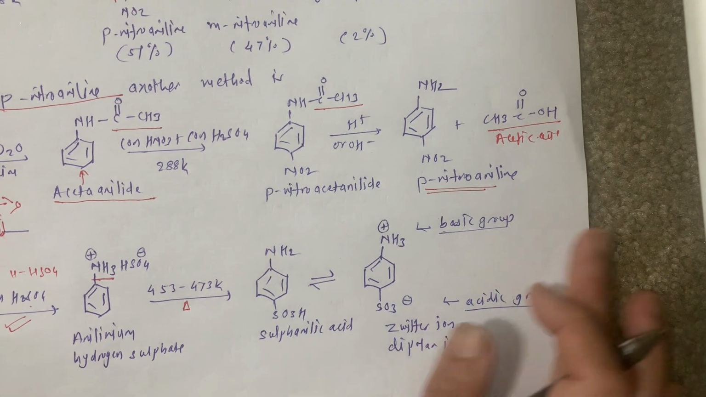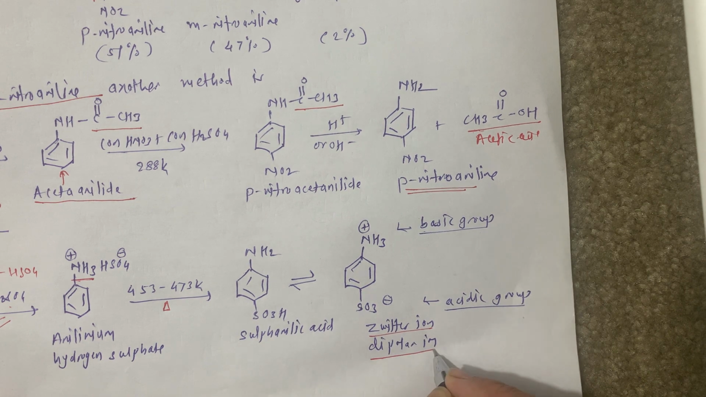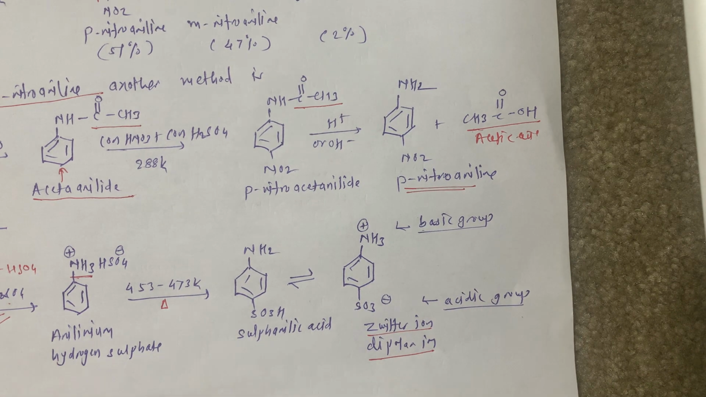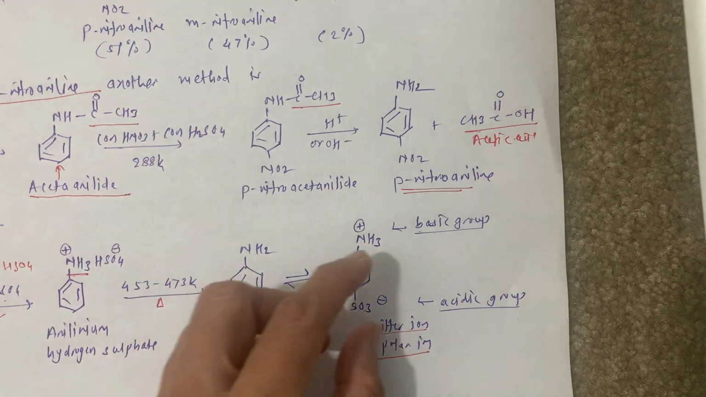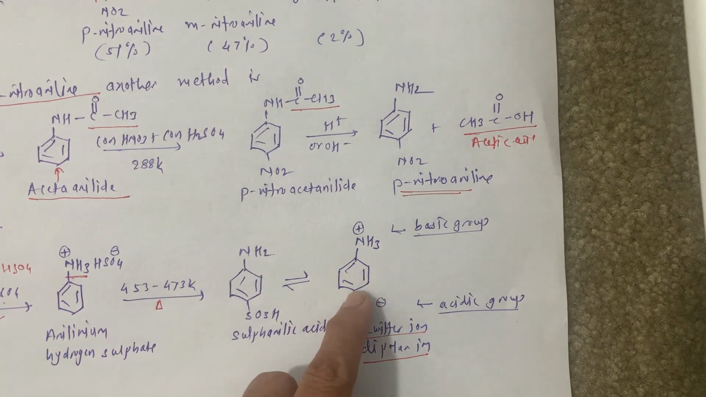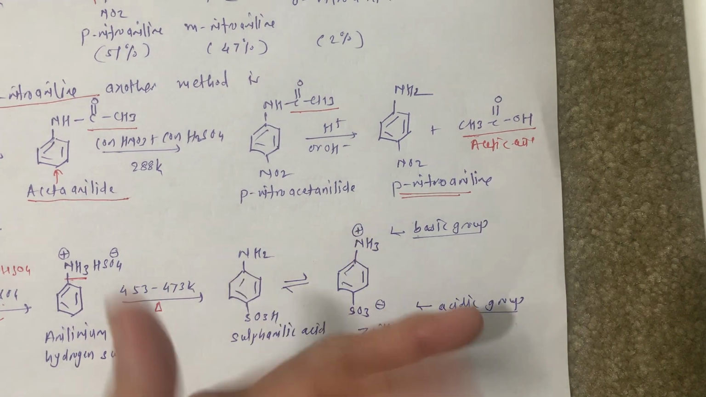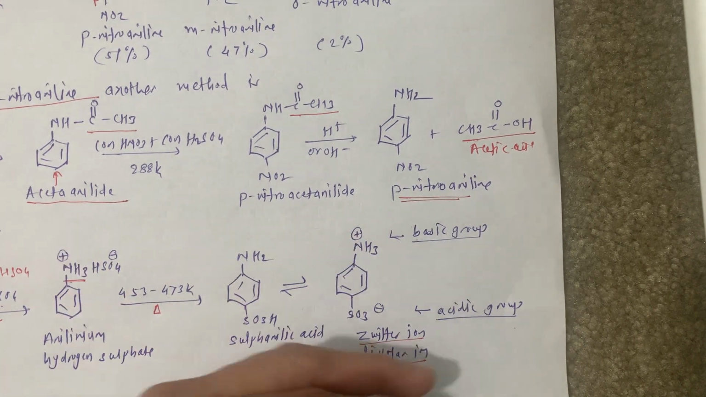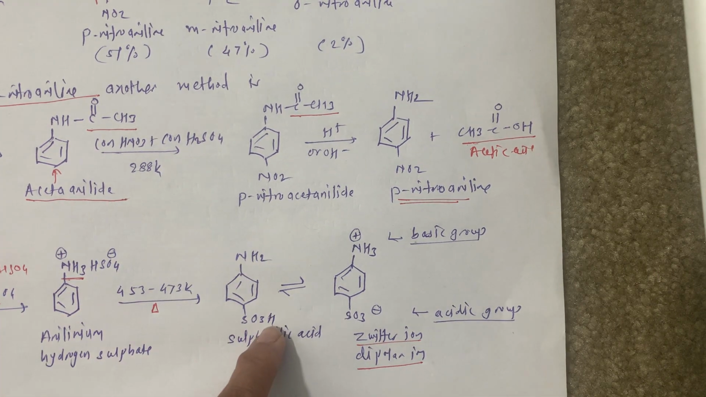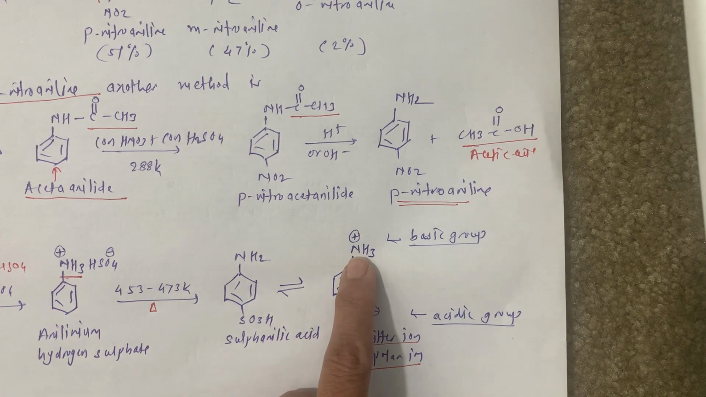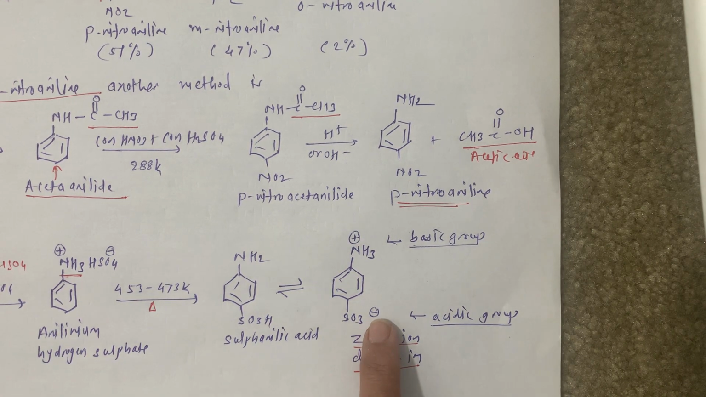but this is in equilibrium with the Zwitter ion or the dipolar ion. This is going to shift like this. So in the same compound there is a positive charge as well as a negative charge. When the hydrogen flips from here to here, this NH3 is going to acquire a positive charge, while this SO3 becomes negative.